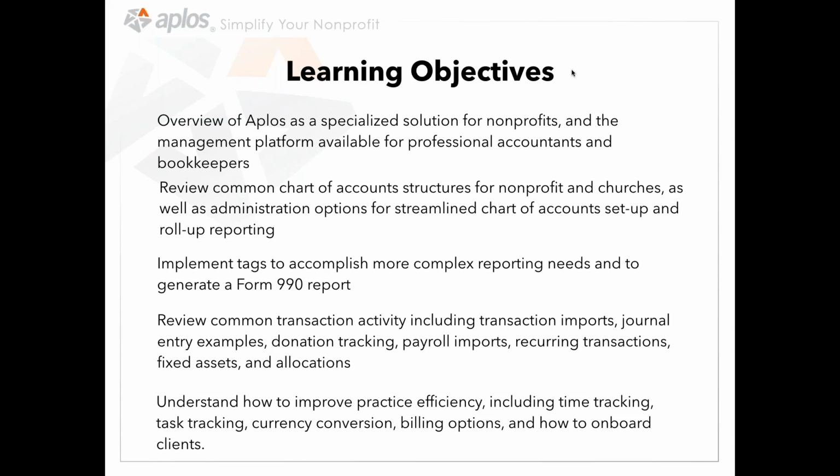We'll then take a look at some common transaction activity, including transactional imports, journal entries, donation tracking, payroll imports, recurring transactions, fixed assets, and allocations. And then lastly, we'll look at how to improve practice efficiency, including time tracking, task tracking, currency conversion, billing options, and how to onboard clients. So we're really going to cover the gamut. We're going to take a look at the company, the products, the software itself, and then some advanced things that you can do as accountants.